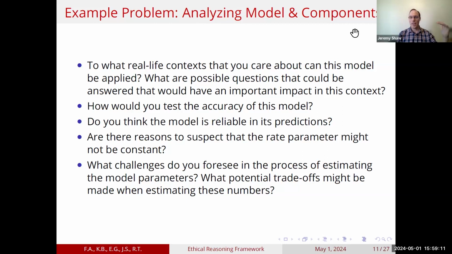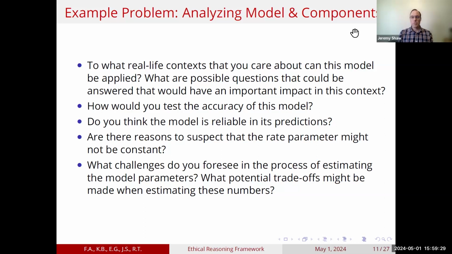So you can do some math and then it's just part E, if you want to put it there. So it can go anywhere you think works with the flow of the problem. You can also ask, with the right context provided, how would you test the accuracy of this model? Do you think the model is reliable in its predictions?